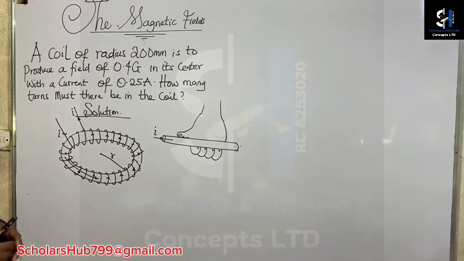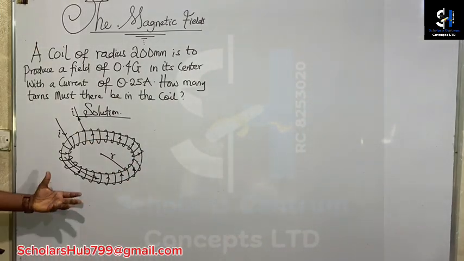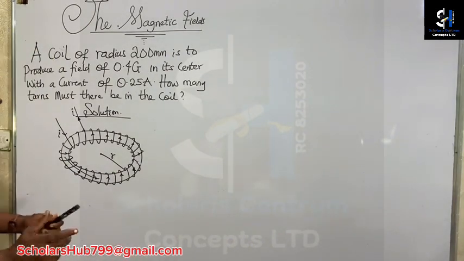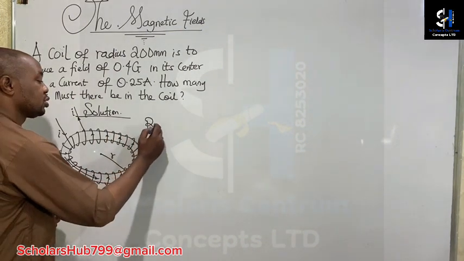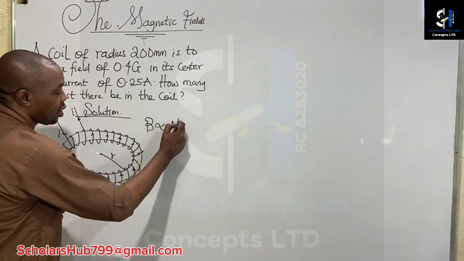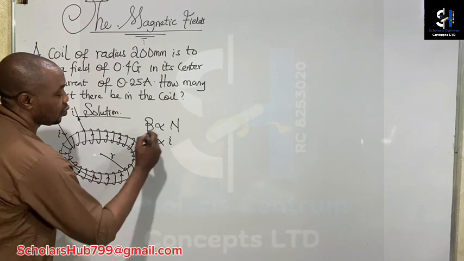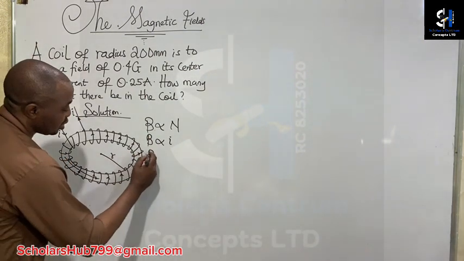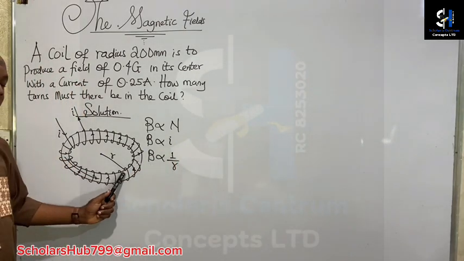So that's just to explain the right hand grip rule. But in the case of a circular coil, like I said, we can use Faraday's experiment. What we need in order to solve this problem is that the magnetic field of a circular coil depends on the number of turns. It also depends on the current flowing through the coil. At the same time, it also depends on the radius, the distance from the center of the coil.